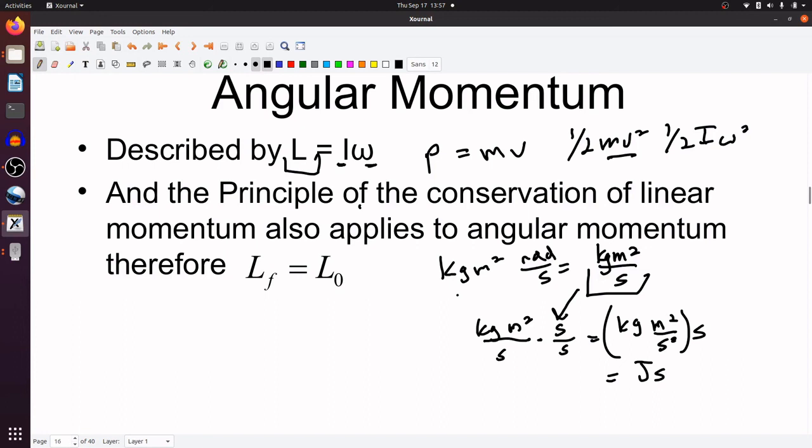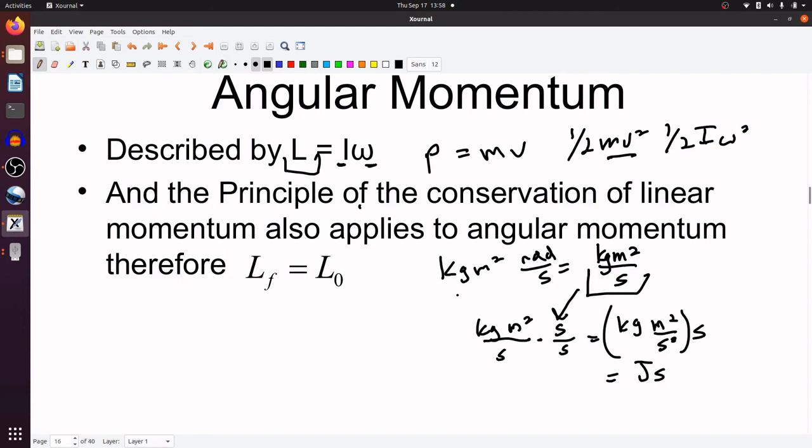But physically, it doesn't make a lot of sense, not as much, in my opinion, as kilogram meter squared per second. Because that tells me the rotational inertia carried over a certain amount of time. Joule second is energy and time, and that gets a little bit more complicated. But it is a true unit.